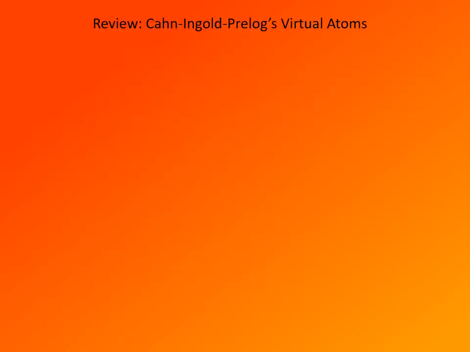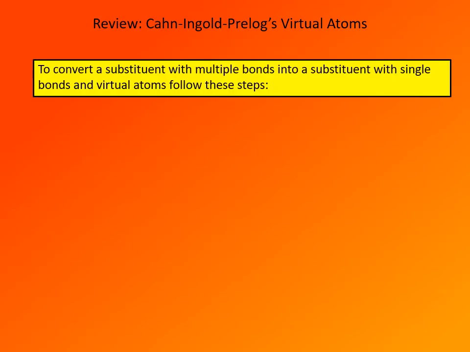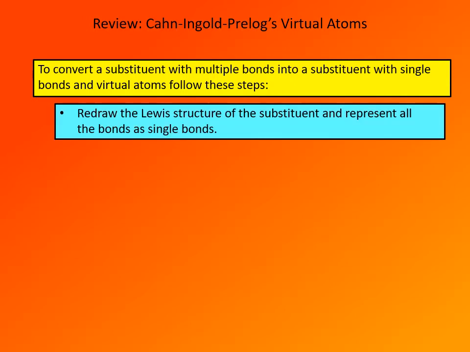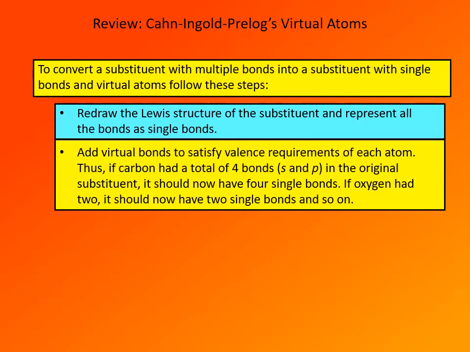When determining the order of priorities, you may be dealing with substituents that have multiple bonds, and so you may need to introduce virtual bonds and virtual atoms. And here are some rules how to do it. Just to remind you, we already covered that. So you should redraw the Lewis structure of the substituent and represent all of the bonds as single bonds. So convert even multiple bonds into single bonds. It should be a complete structure, including all the atoms and all the bonds. And then add virtual bonds to satisfy valence requirements of each atom, not just carbon, but each atom.